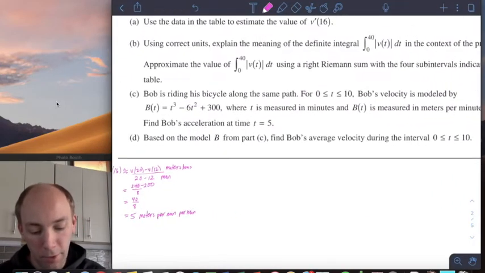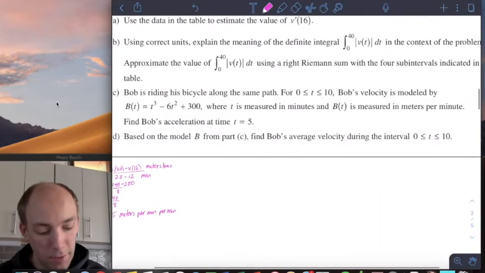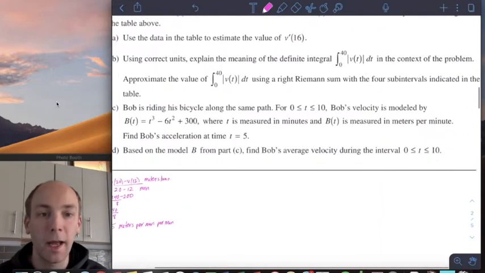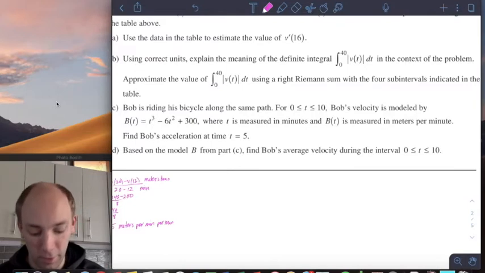Part B, using correct units, explain the meaning of the definite integral from 0 to 40 of the absolute value of v of t in the context of this problem. Do you know what that means? So let's start there and figure out what that means.